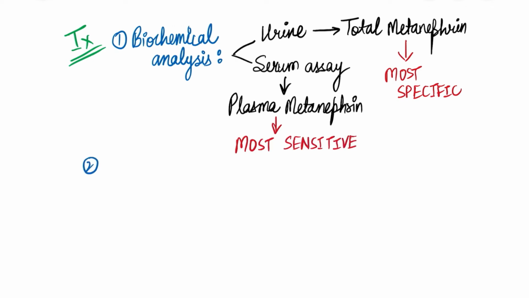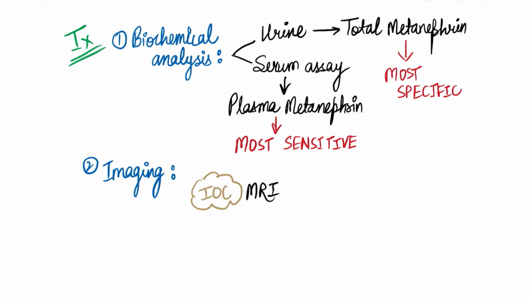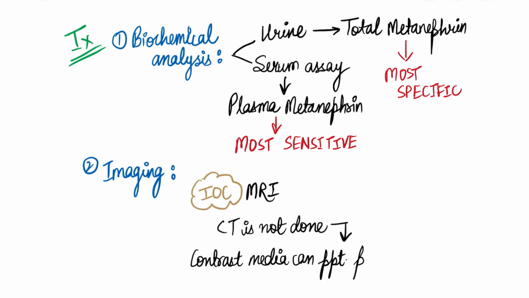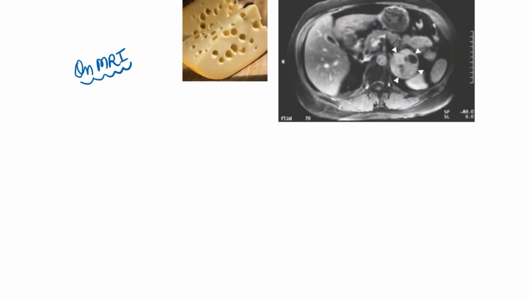The second analysis that we are going to do are imaging techniques, where the investigation of choice is going to be MRI. CT is not going to be performed here because the contrast media used in CT can precipitate the paroxysmal episodes. Now, on MRI, we are going to see Swiss cheese appearance, which you can see here in the diagram and can also compare with the photo.